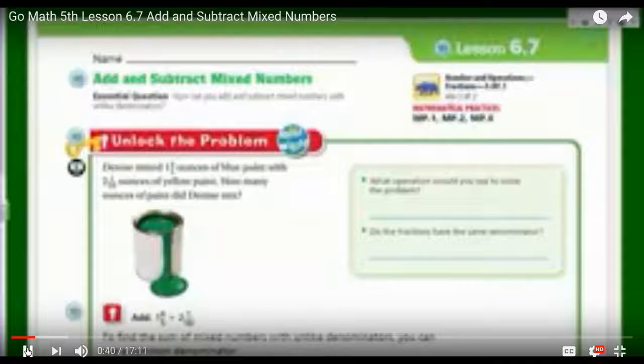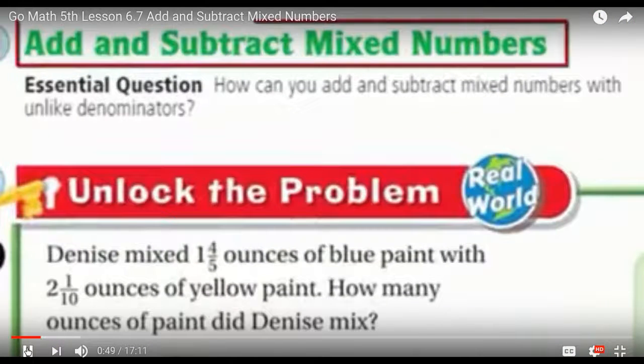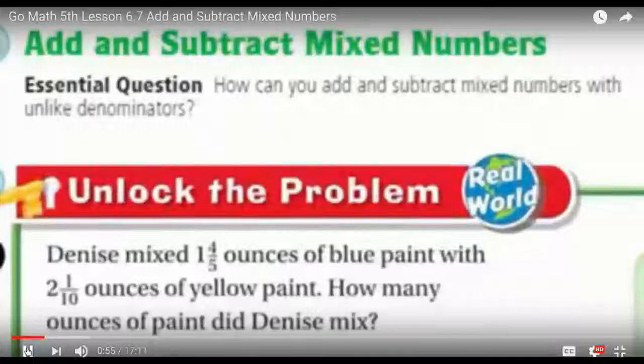Today's lesson is 6.7. Whoa, we're just flying through chapter 6 here, and we're getting into some of the more challenging concepts, I would say, because today's topic says add and subtract mixed numbers. Okay, I'm not nervous. We have math on our side, don't we?